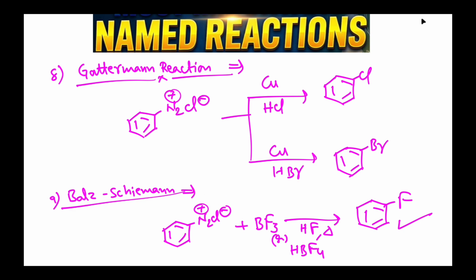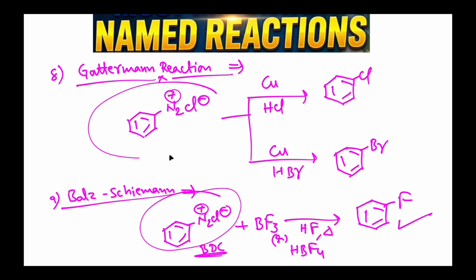So the Sandmeyer reaction, Gattermann reaction and Balz-Schiemann reaction, all these reactions start from benzene diazonium chloride. So chlorobenzene, bromobenzene, fluorobenzene and iodobenzene we can easily prepare from benzene diazonium chloride. So benzene diazonium chloride is the best reagent molecule to convert into haloarenes.